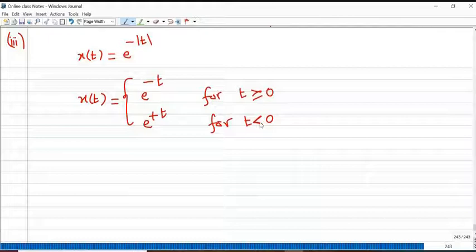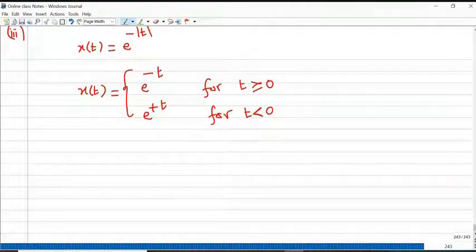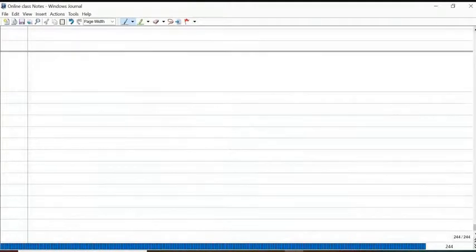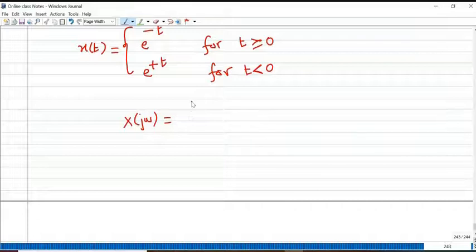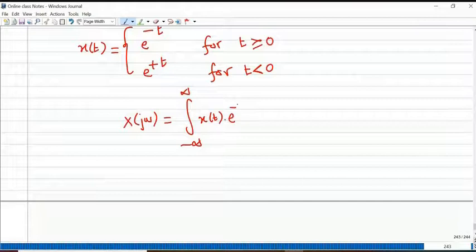For t greater than or equal to 0, modulus t equals plus t. For t less than 0, modulus t becomes minus t. So one more minus is there, minus into minus plus. First step, rewrite this and apply the continuous time Fourier transform formula and solve it. X of j omega equals integration minus infinity to infinity x of t e power minus j omega t dt.